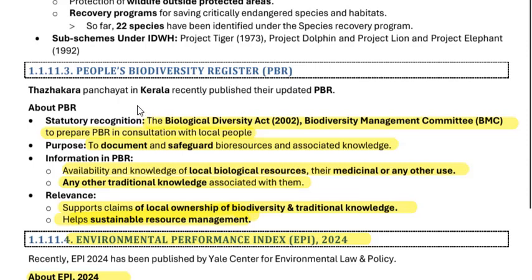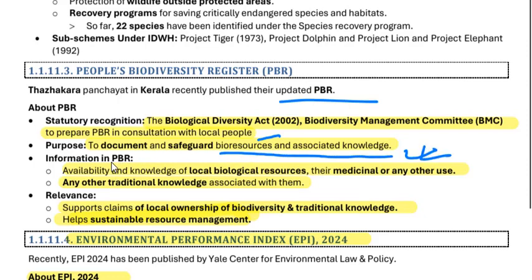People's Biodiversity Register. Actually, Kerala recently published an updated People's Biodiversity Register. What is the People's Biodiversity Register? You should know this. Under the Biological Diversity Act, the Biodiversity Management Committee prepares the People's Biodiversity Register in consultation with the local people. The knowledge of the local people will be used to document and safeguard bioresources and associated knowledge.